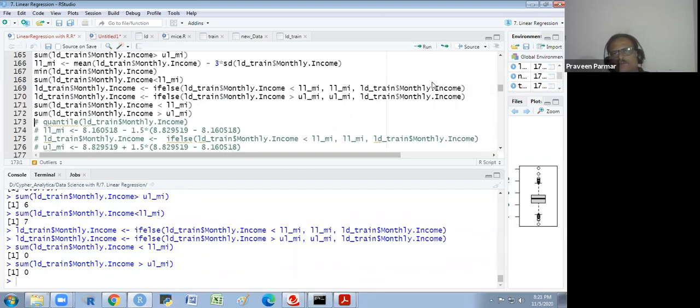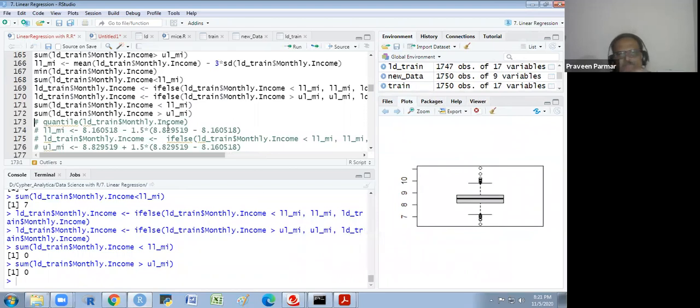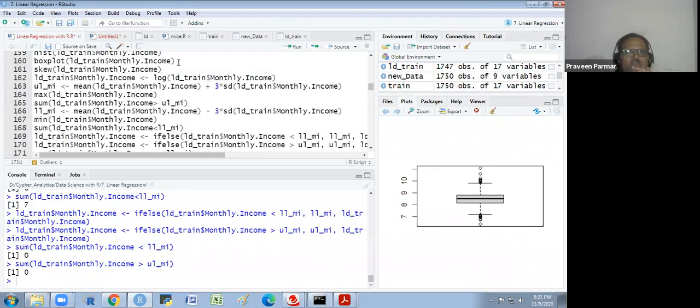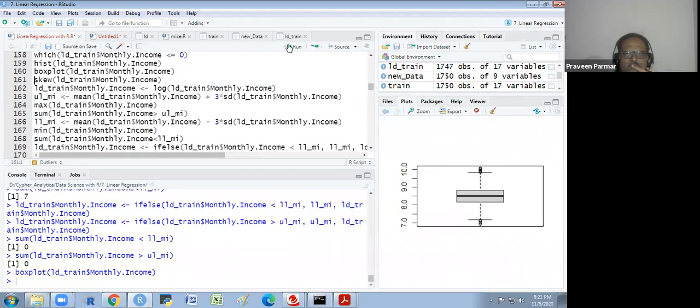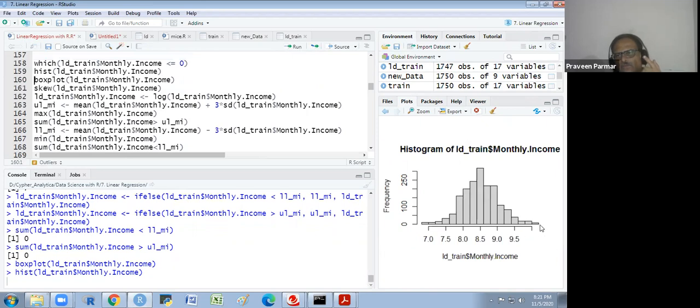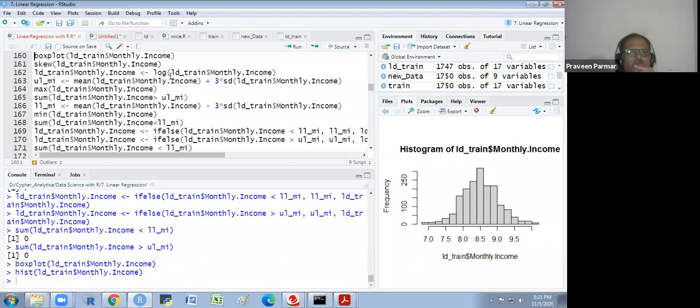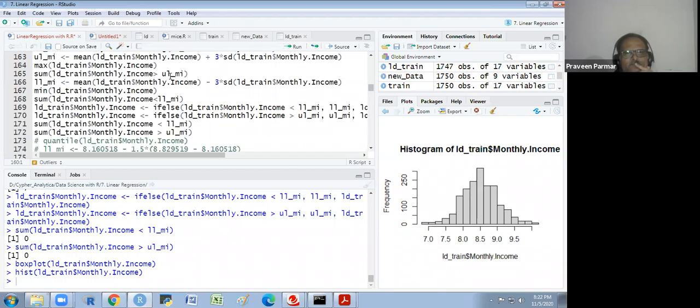Got it? Any doubt? Now I will show you the box plot again. Where is that monthly income? It will show because it is normal. And if I show the histogram, you can see it better. There is no outlier. Previously, in that histogram, there were outliers. Now they are not there. Got it? So this we have done.